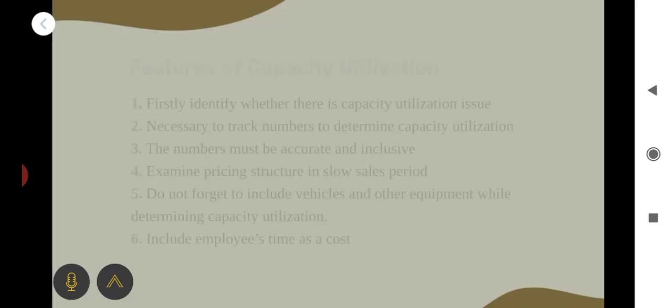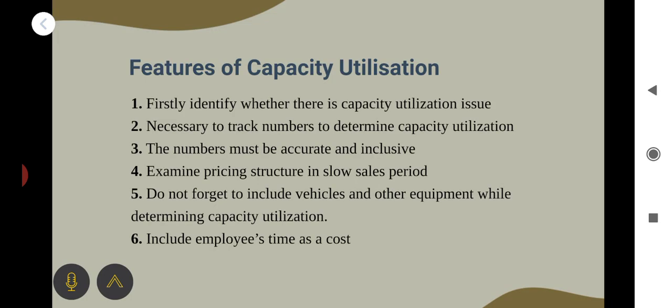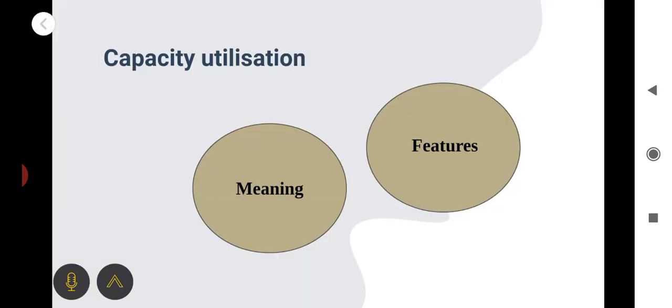Then what are the features of capacity utilization? Firstly, it helps to identify whether there is a capacity utilization issue or problem. It is necessary to track numbers to determine capacity utilization. Numbers must be accurate and inclusive. Examine the pricing structure in low sales periods. Do not forget to include vehicles and other equipment while determining capacity utilization. Include employees' time as a cost. These are all the important features of capacity utilization.